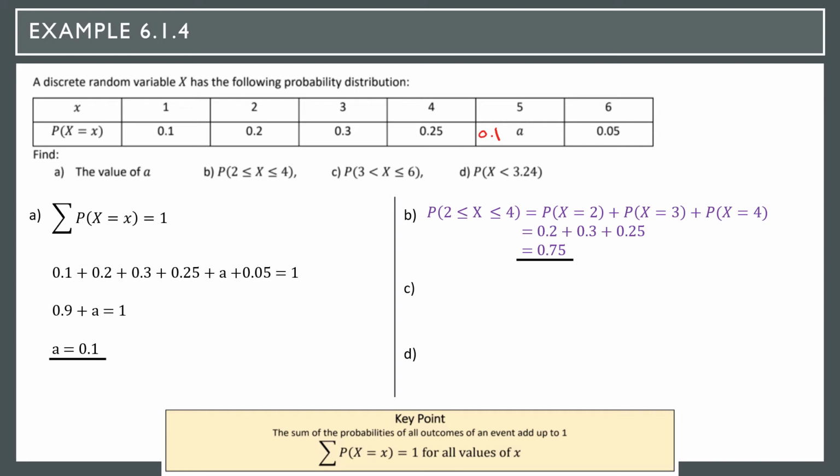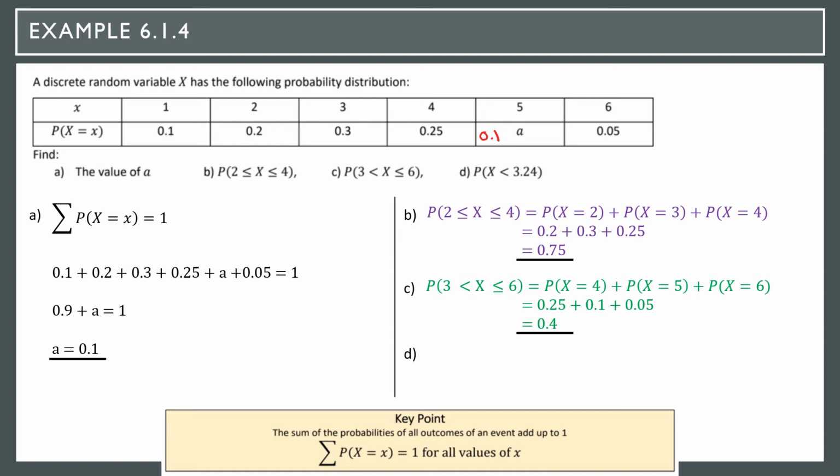So part B asks us to find the probability that x is between 2 and 4 inclusive, which we can just rewrite as the sum of the probabilities that x is equal to 2, plus the probability that x is equal to 3, and then finally the probability that x is also equal to 4. And that leaves us with our final answer of 0.75. So we don't particularly know in this case what our discrete random variable is, we just know that it's denoted by the letter x, but we do know that the probability that x takes the value 2, 3 or 4 is 0.75.